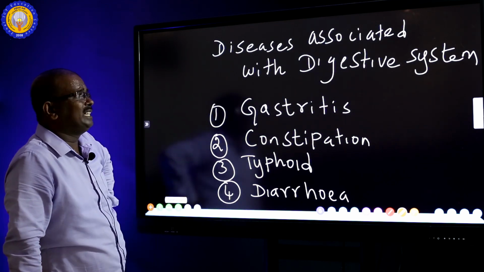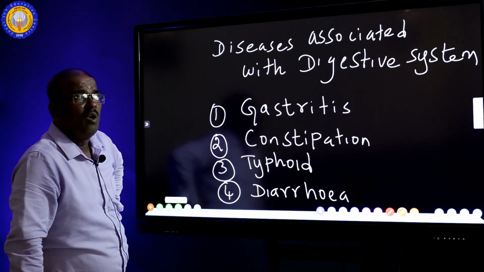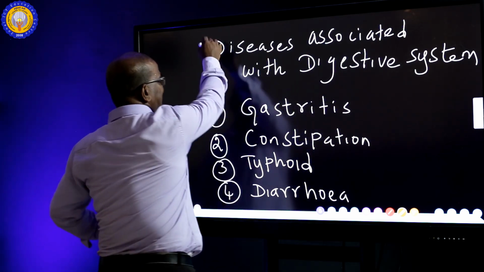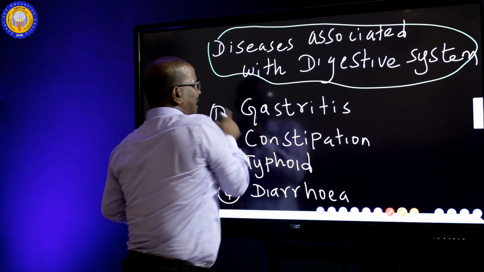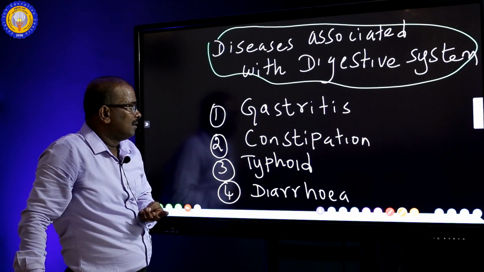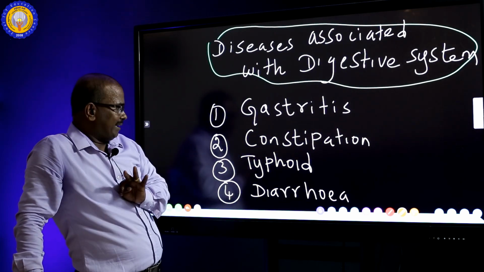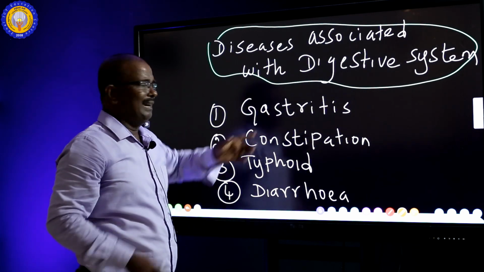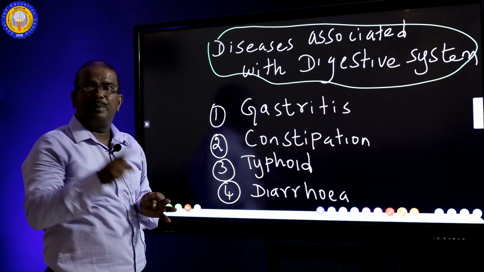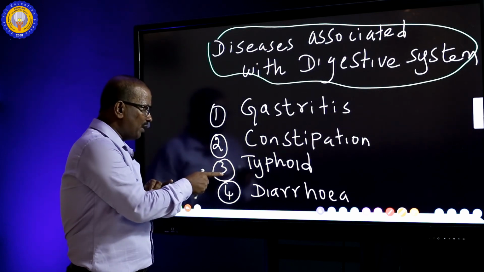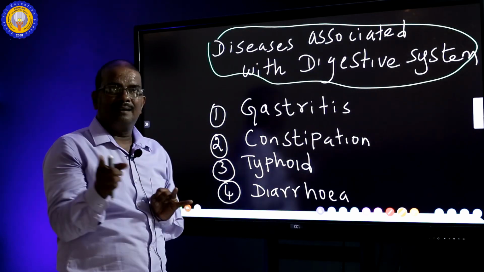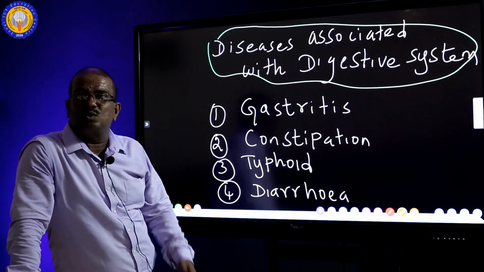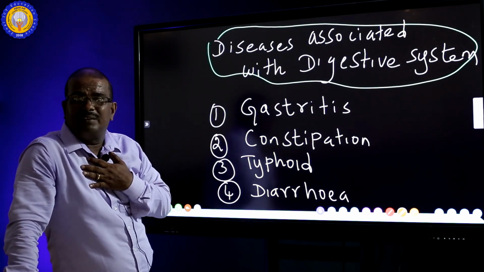Diseases associated with the human digestive system. What are the diseases and disorders related to our human digestive system? One is gastritis, then constipation, typhoid, diarrhea, இடைப்பயலாச்சி, gastritis, constipation, மலச்சிக்கல், typhoid, நெருப்புக் காய்ச்சல், diarrhea, வயிற்றோட்டம். These are some diseases associated with our digestive system.